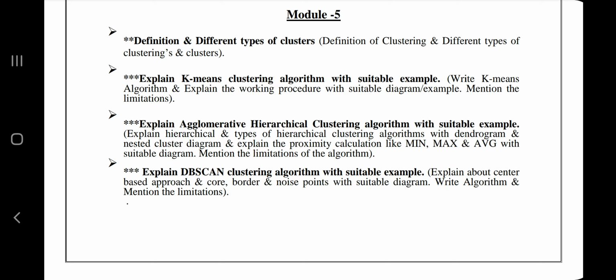And after that you have another algorithm, which is the agglomerative hierarchical clustering algorithm. In agglomerative and hierarchical there is a difference that you need to know, the definition and the difference. After that there are some proximity terms like min, max and average, with suitable diagram and the limitations.